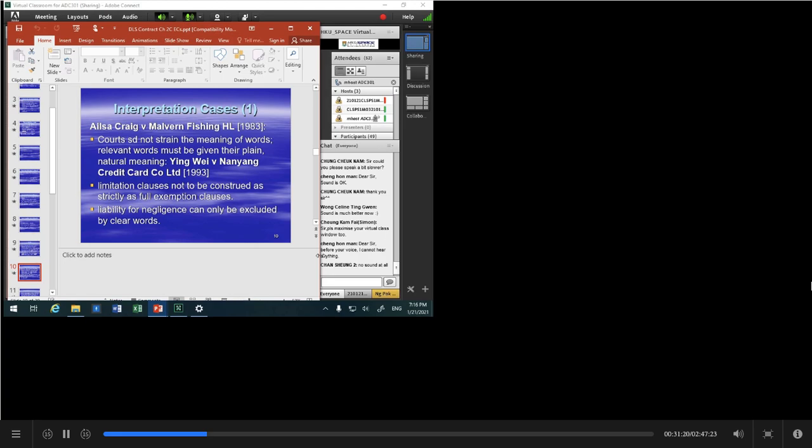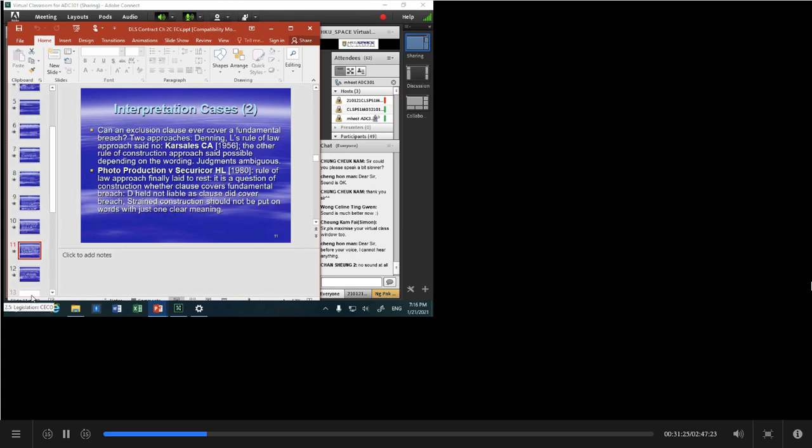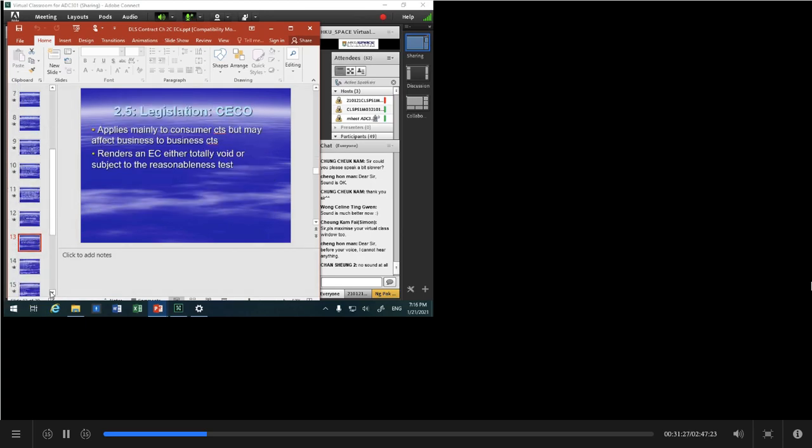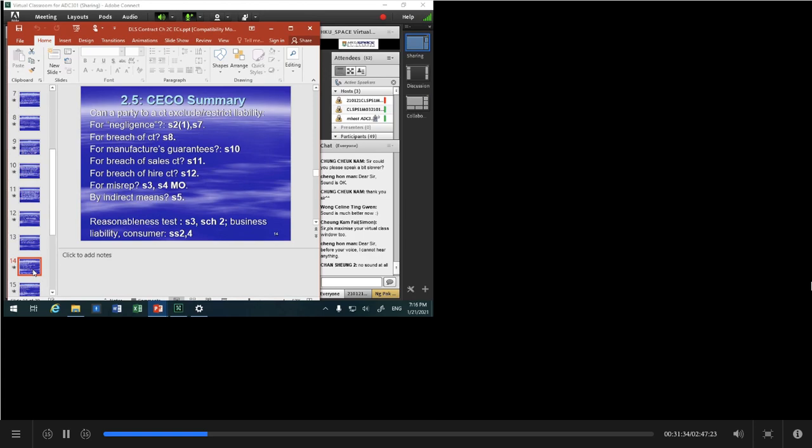When you're answering any question on exemption clauses, you should have at least 3 subheadings. One would be incorporation, the other one would be construction, and the other one would be legislation. Make sure you know the definition of an exemption clause one more time. It's a term in a contract which seeks to exclude or restrict liability or responsibility or risk for either misrepresentation, negligence, or breach of contract.